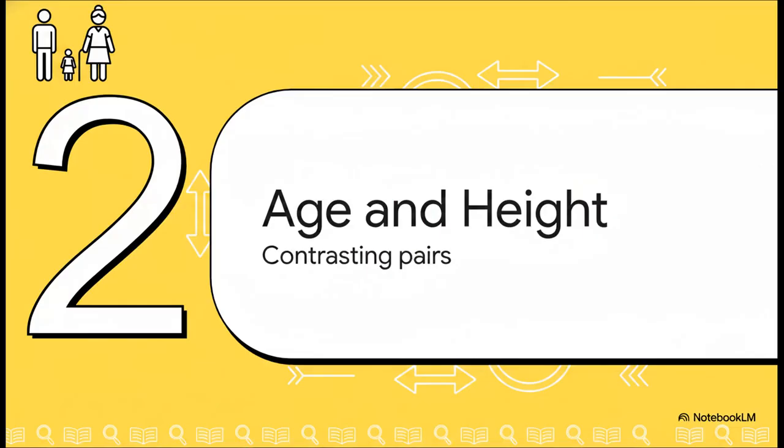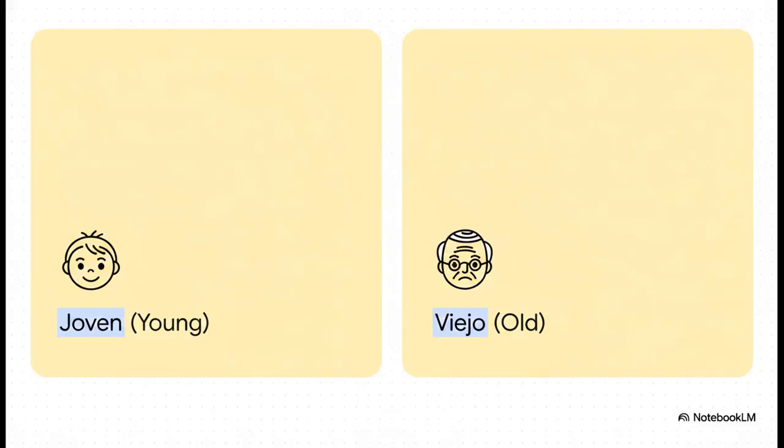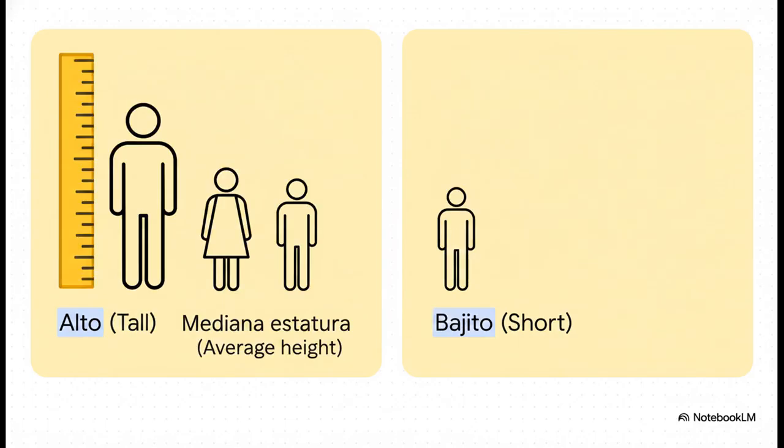Moving right along to section 2, age and height categories. Let's start with age. Now, the easiest way to learn these is in contrasting pairs. We have joven for young, contrasting directly with viejo or anciano for old. But we can be way more specific than just young and old. A child is a niño, and a teenager is an adolescente. Knowing these distinct stages helps you pinpoint exactly who you're talking about. Oh, and remember, if you're describing a woman, words like viejo and niño become vieja and niña so that they match the feminine gender.